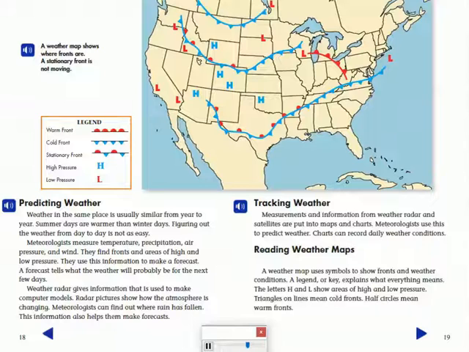Weather radar gives information that is used to make computer models. Radar pictures show how the atmosphere is changing. Meteorologists can find out where rain has fallen. This information also helps them make forecasts.